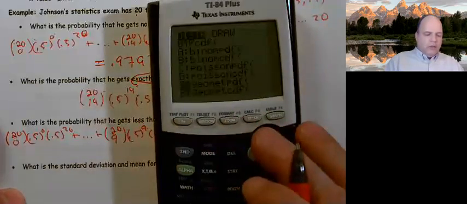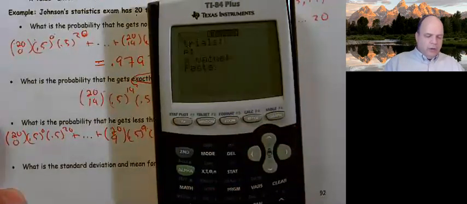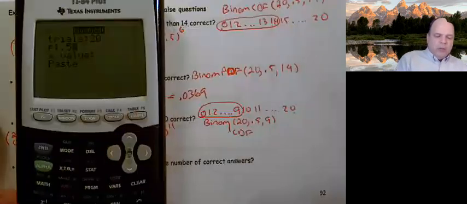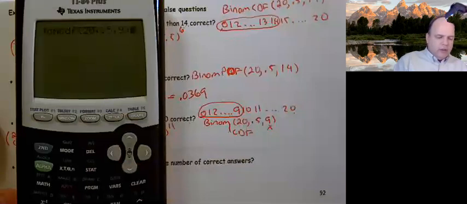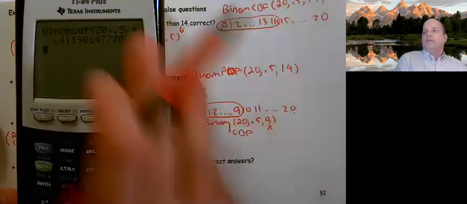Second vars, binomial CDF, trials is 20, probability of success is 0.5. And we just said that our x value for the CDF is 9. So 0.4119.